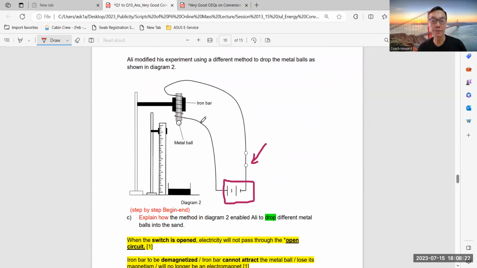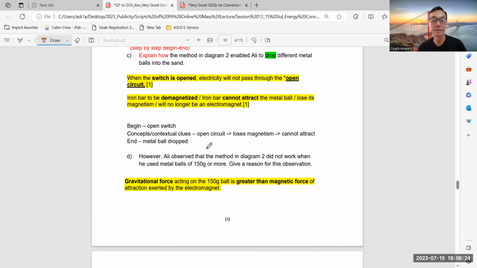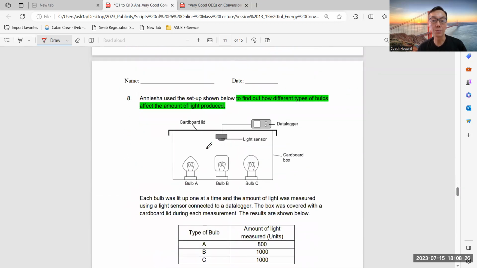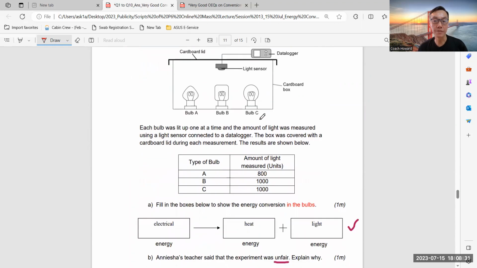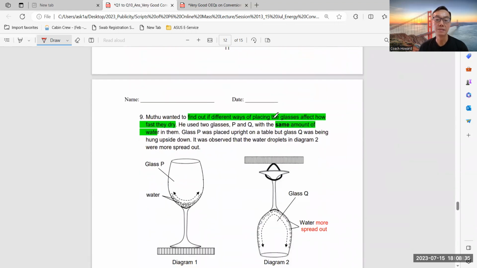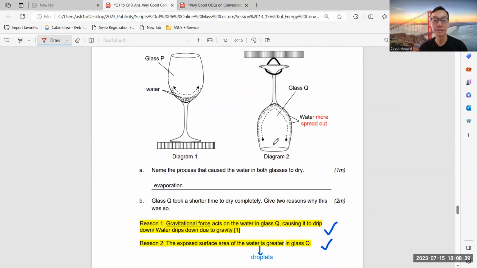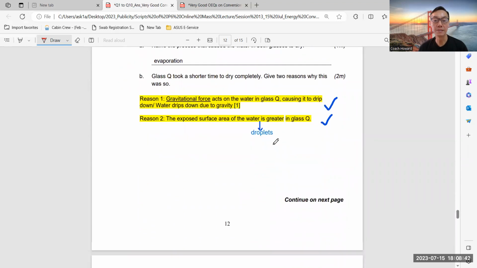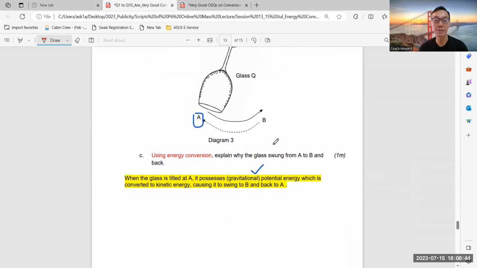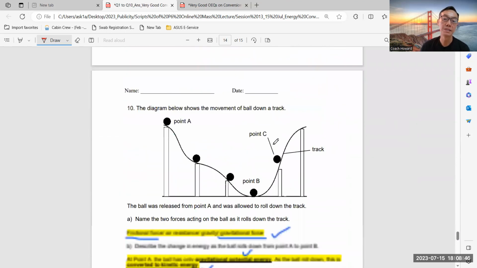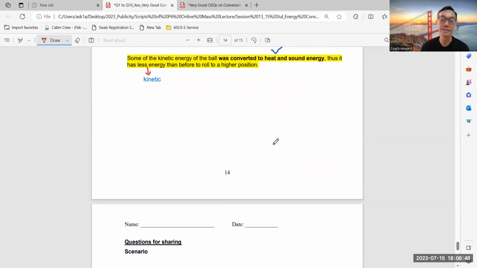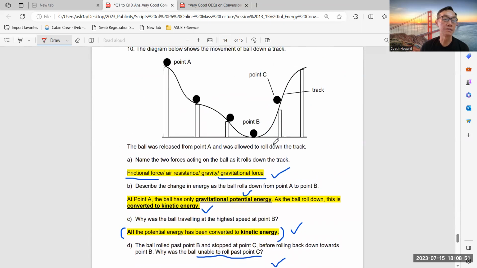And this one, the electromagnetic. And also why the experiment was not fair, because the light sensor is at a different distance from the light bulbs. And this is a very good question, number 9, take note. And question 9 as well, this. And finally, question 10. So I finished today's discussion on energy conversion.